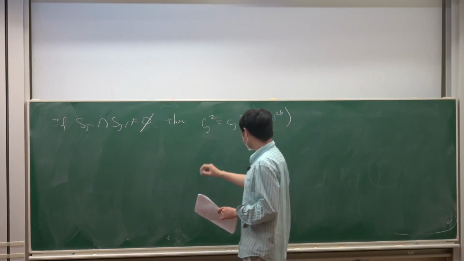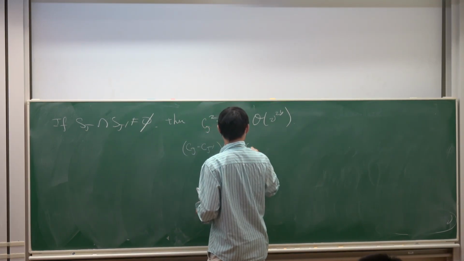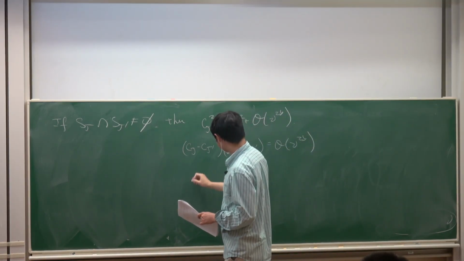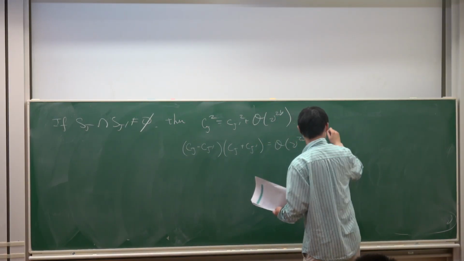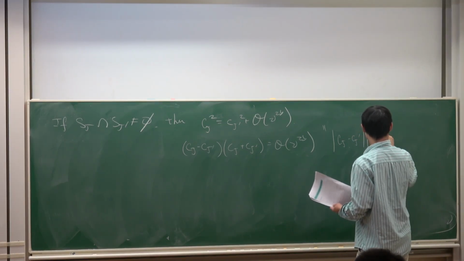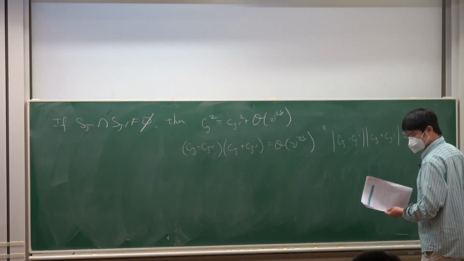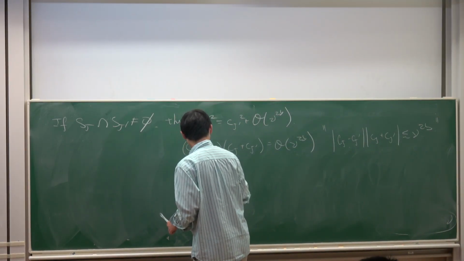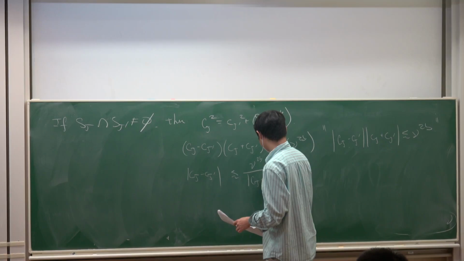Okay, but let's look at the difference of squares. So what does this say? Remember, this says that the absolute value is less than a constant times nu to the 2b. So in other words, this is shorthand for absolute. Okay, shorthand. So in other words, absolute Cj minus Cj prime is less than nu to the 2b divided by absolute Cj plus Cj prime.